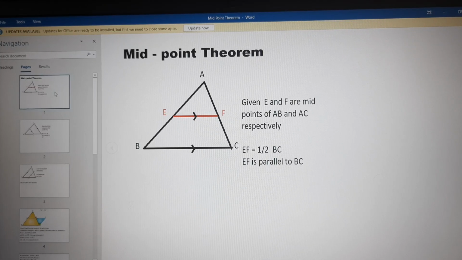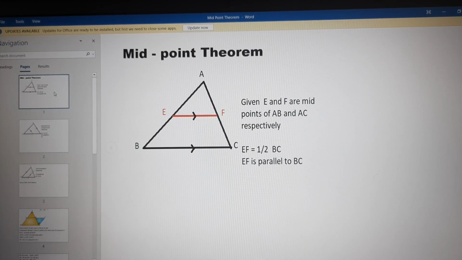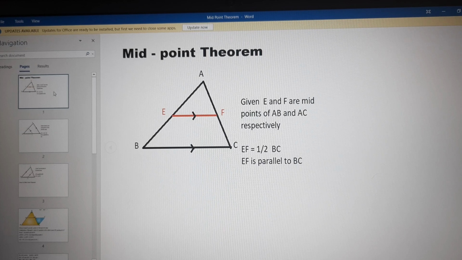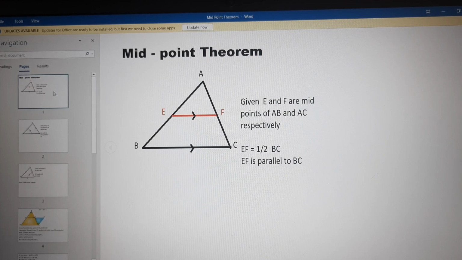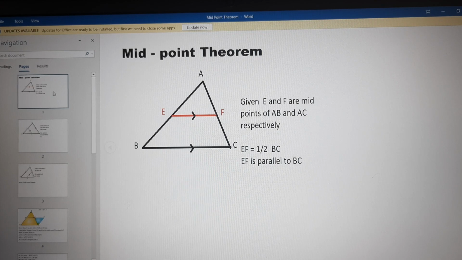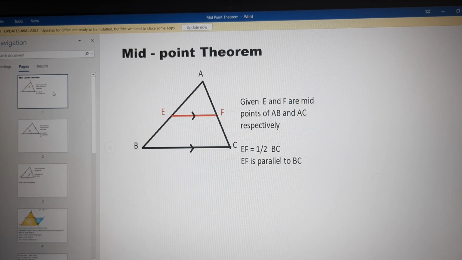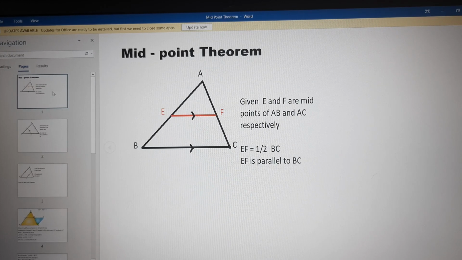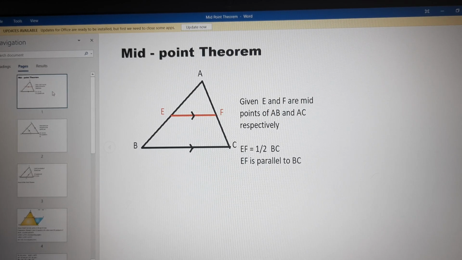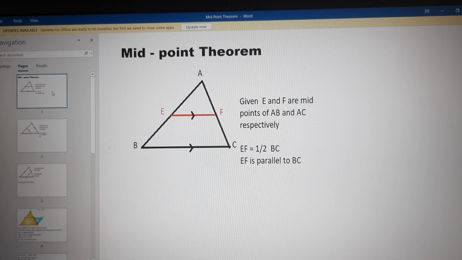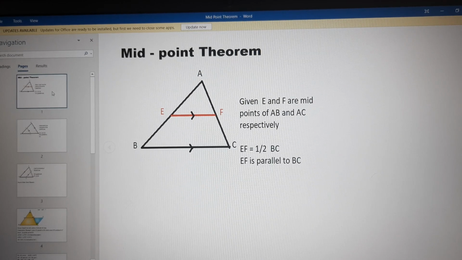Good morning, children. Today we are going to study a new topic, the midpoint theorem. As the name says, this theorem depends upon midpoints. So basically we'll talk about the midpoints of line segments, but basically midpoints of sides of a triangle. Are you getting it? So in a triangle ABC, you can see the figure here on the screen.